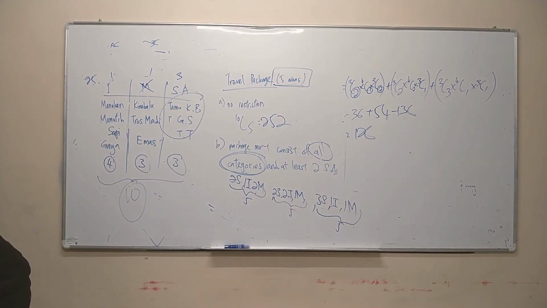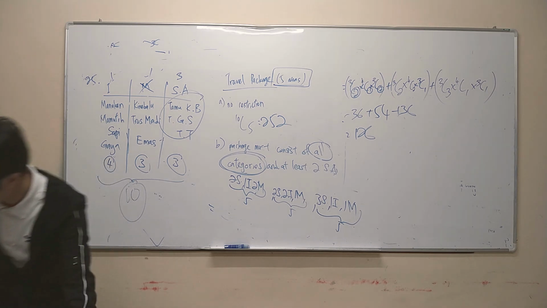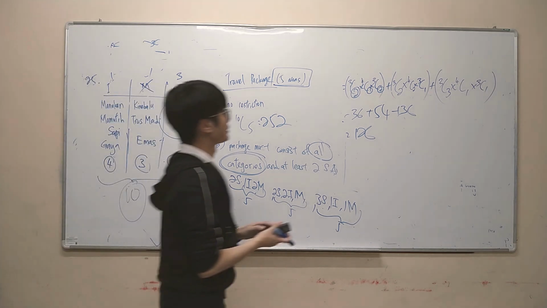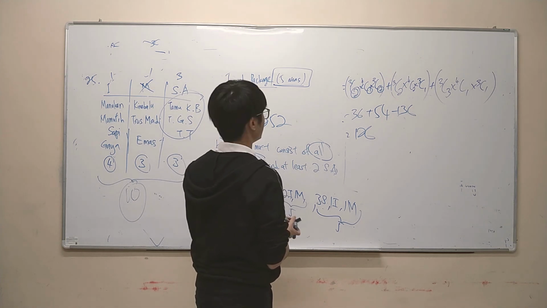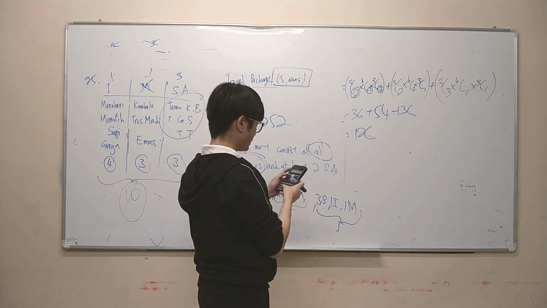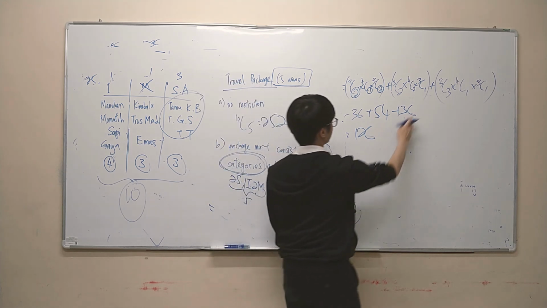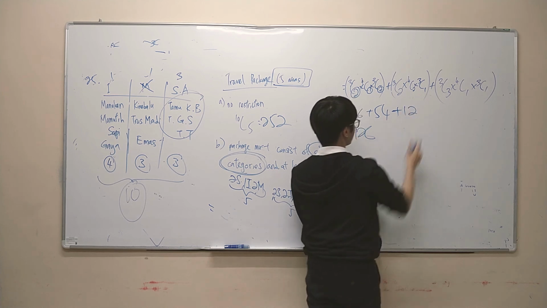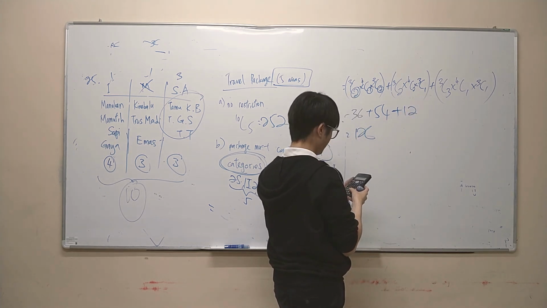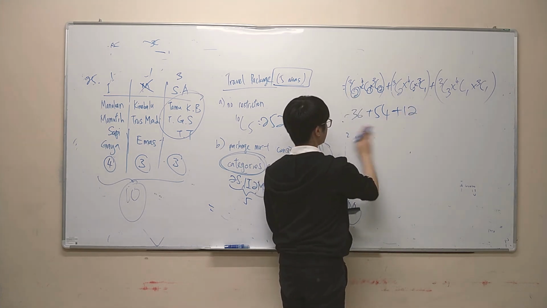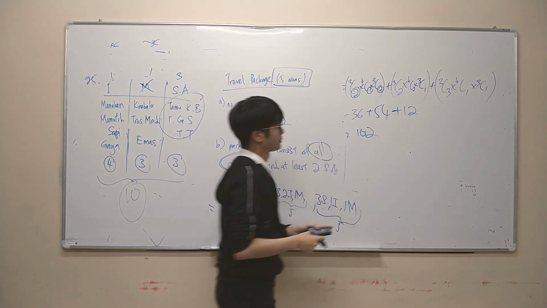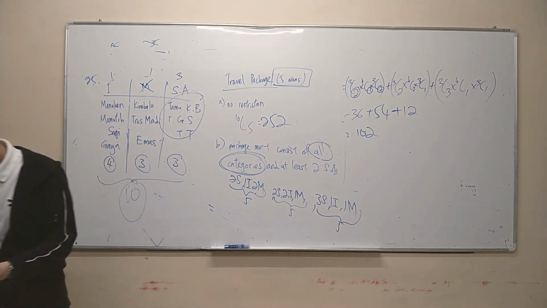Is it correct? Alright, wrong. Where is the mistake? Okay, let's start again. 3C3 times 4C1 times 3C1, then it's 12. So, plus 54 plus 36. Okay, 102. Okay, so that's all.